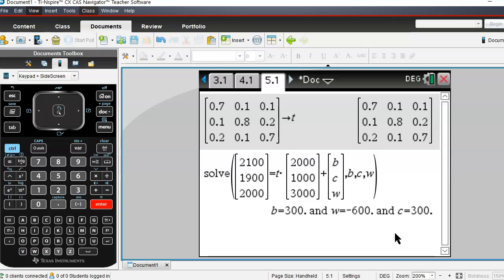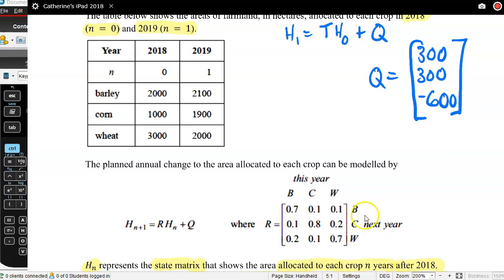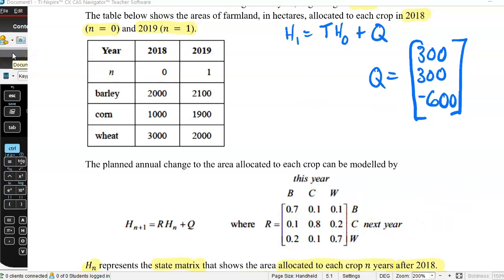Okay, so now we've got our Q. So Q is equal to, please note it didn't come up in order, but that's okay. So B is 300, C is 300, and W is negative 600. So I've popped them there.